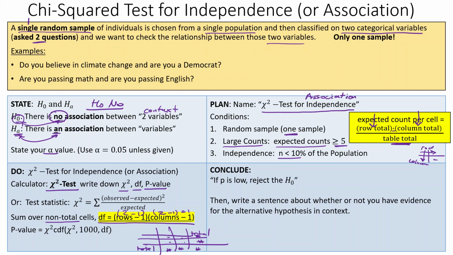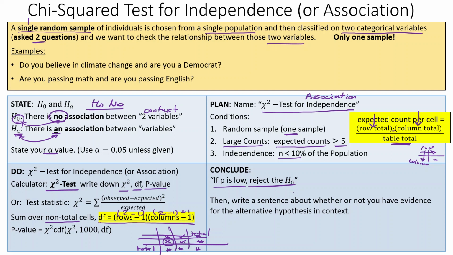So if we know one of these numbers, like if I just know this one right here, I can subtract to get this one, I can subtract to get this one, and then I can subtract to get that one. That's why my degrees of freedom is just 1, because if I know 1, I know all the rest. All right, that's how degrees of freedom work. Now you finally know.